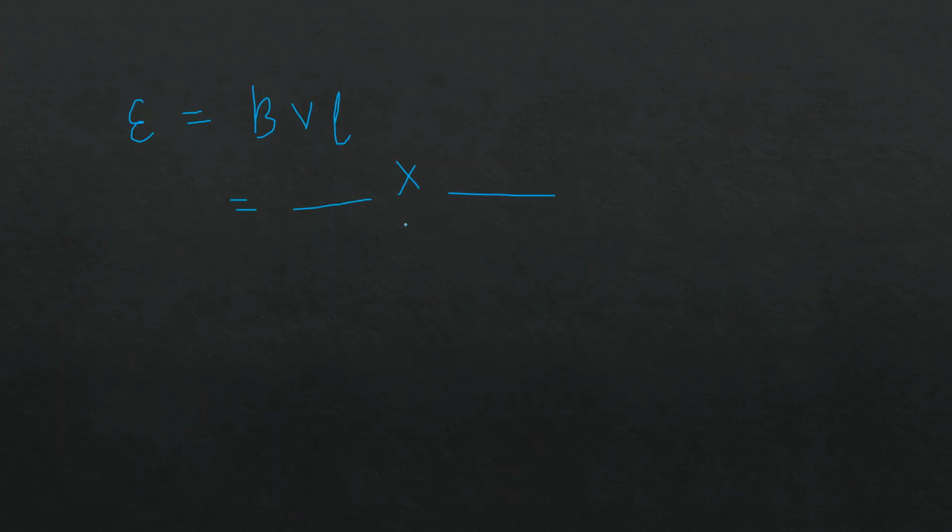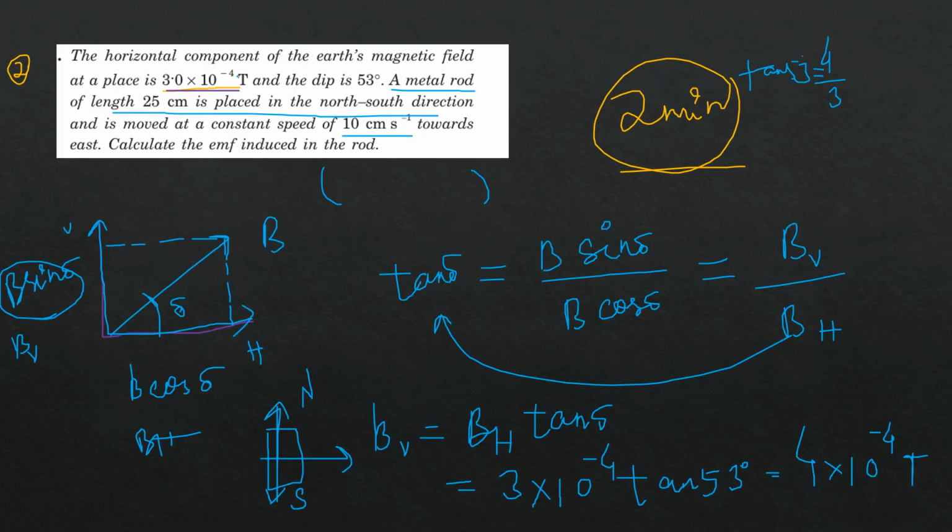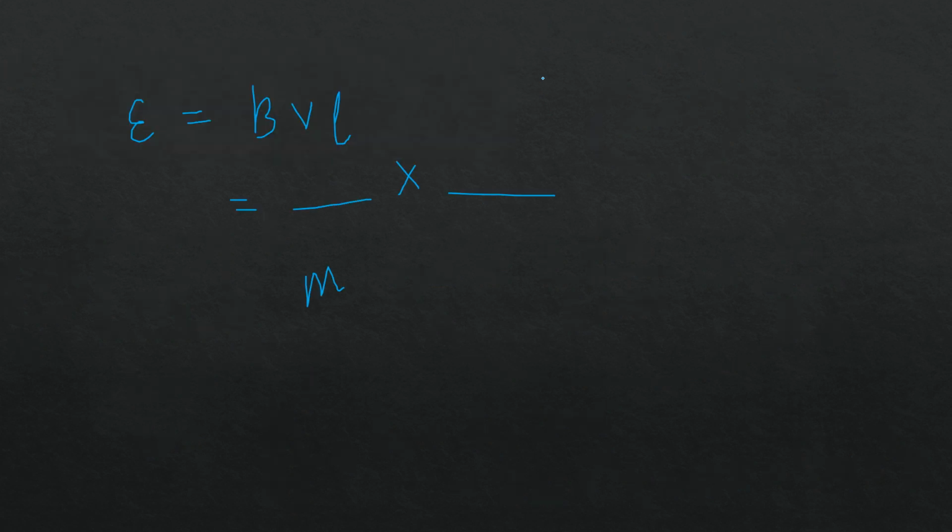And see, you have to convert everything into meter first, because Tesla is the SI unit. So you have to convert 25 centimeter into meter. 1 centimeter is 10 to the power minus 2 meter. And speed 10 centimeter per second, again 10 into 10 to the minus 2 per second. And put the values here.